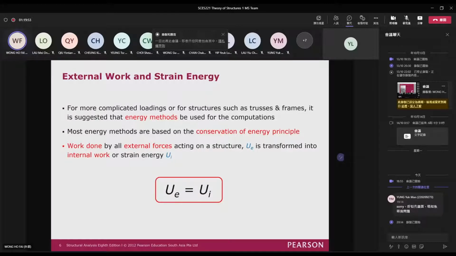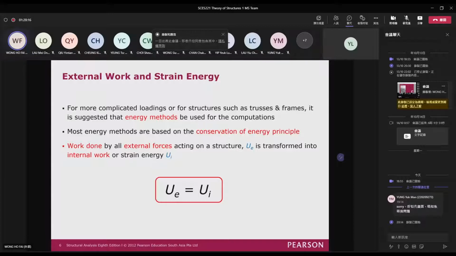The method tonight, as I mentioned, is for more complicated structures like a truss and a frame. Here, it is the energy method that we are going to use for the determination of the deflections.